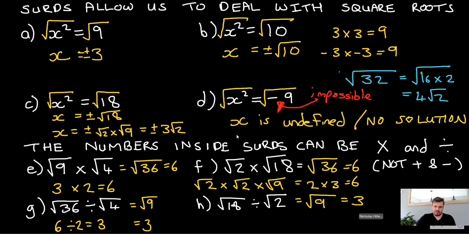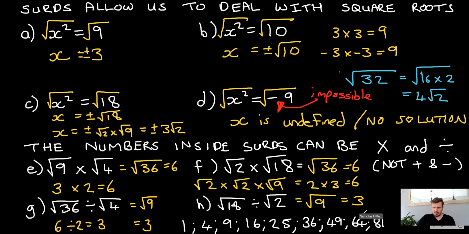So what are our perfect squares? Well, 1 times 1 is 1, so that's your first perfect square. 2 times 2 is 4. 3 times 3 is 9. 4 times 4 is 16. 5 times 5 is 25. 6 times 6 is 36. 7 times 7 is 49. 8 times 8 is 64. And 9 times 9 is 81. And then 10 times 10 is 100.